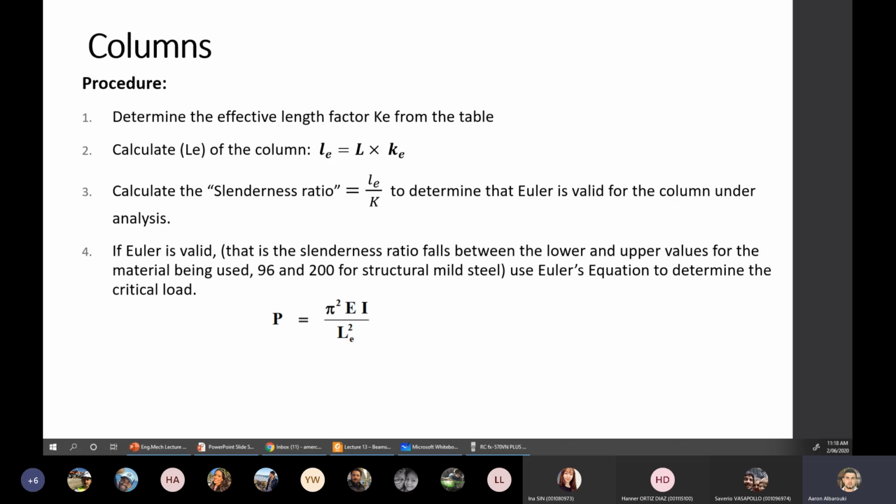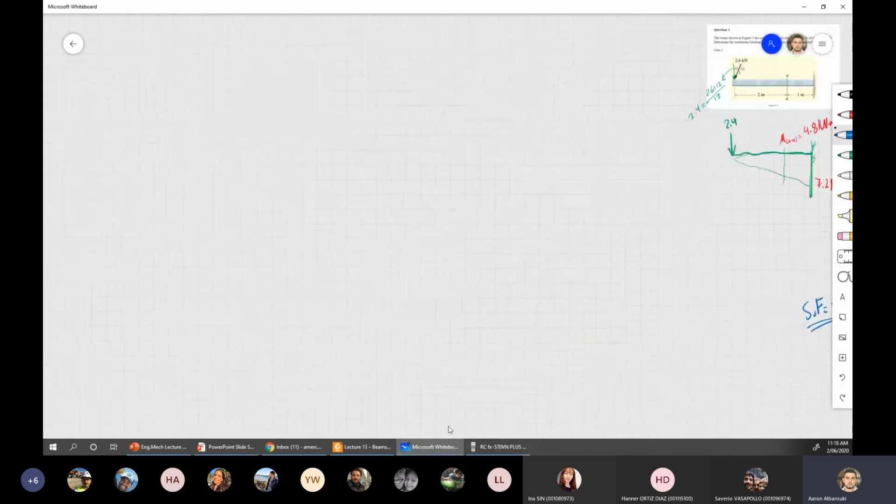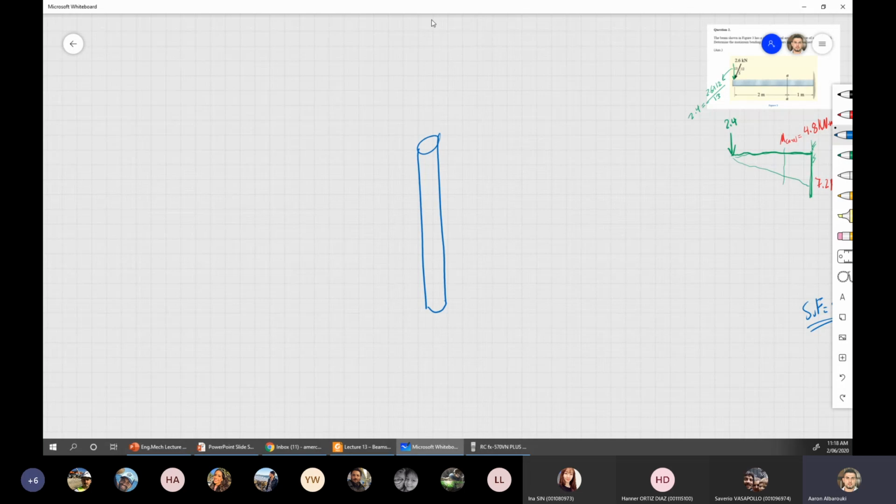What will happen for a column acting under axial load? We always talk about axial load. Just to remind you, the load applied to the section. If I have a vertical column, and the forces are applied axially, that means the load is always either pushing down or pushing up, depending on the direction of the force.